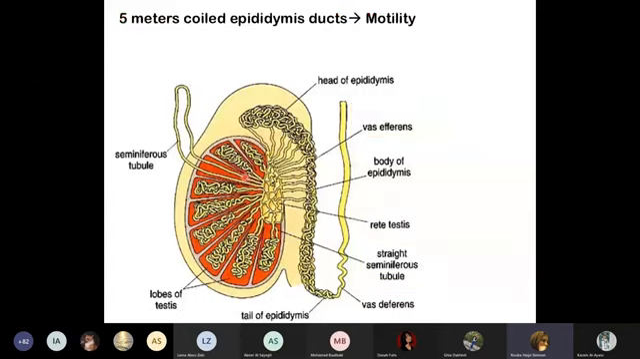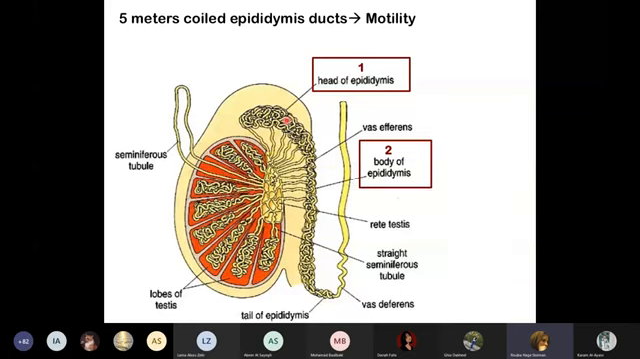Now they will travel into the epididymis. The epididymis is a 5-meter coiled duct, and during their travel through the epididymis, they will acquire motility. Okay, so this is very important. They will start first in the head of the epididymis, then the body, and then they will be stored in the tail of the epididymis, to be released at a later time. So the tail is used for the storage of sperm.